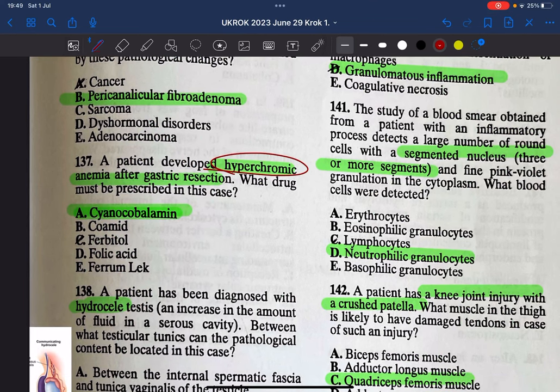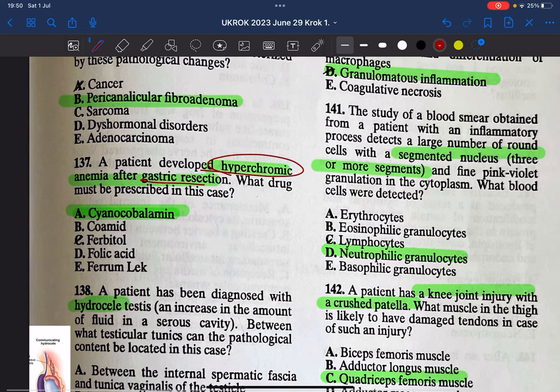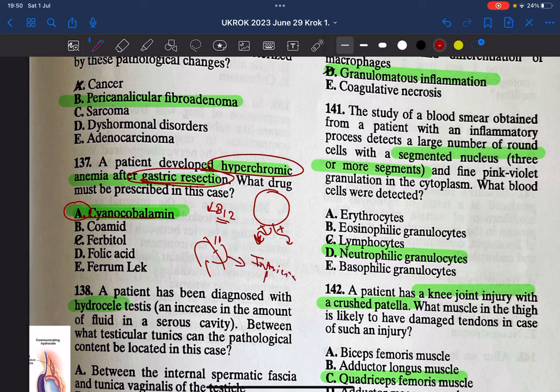Hyperchromic anemia, again after gastric resection, refers to anemia with intensive hemoglobin, and this is because of megaloblasts not being able to divide. Hyperchromic megaloblastic anemia is because of vitamin B12 deficiency, or cyanocobalamin deficiency. It's related to gastric resection, or removing of the stomach, because the stomach, as you know, produces the intrinsic factor. If you remove the stomach, intrinsic factor will not be there. Intrinsic factor is important for absorption of B12.